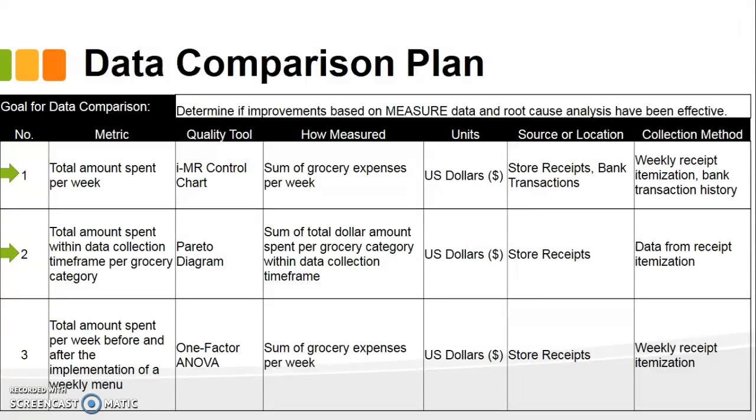So to do that, I'm going to sum up the total dollar amount spent within each category. And then the third one, which is brand new, I'm going to be performing a one-factor ANOVA, and to do that, I'm going to use the sum of the grocery expenses per week to just compare and see if our treatments have had an effect.